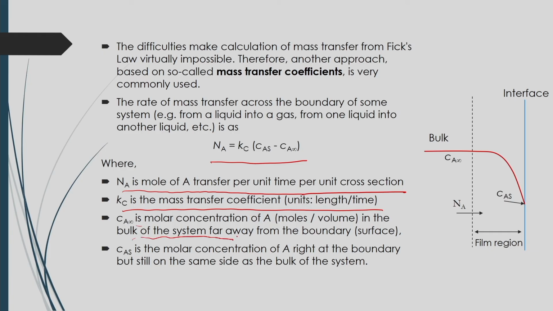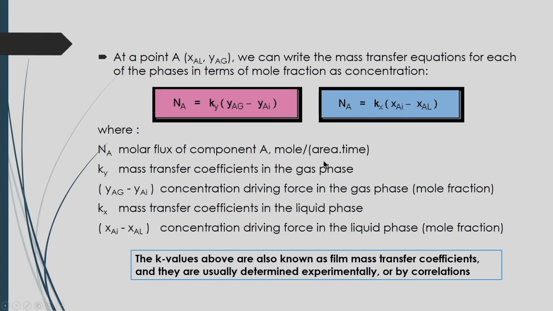and Ca infinity is the molar concentration of A, that is moles per volume, in the bulk of the system, far away from the boundary surface, as shown in the figure in the slides. Cas is the molar concentration of A right at the boundary, but still on the same side as the bulk of the system, as shown in the figure. In this way you can define how mass is transferred and how the rate of mass transfer can be expressed. By the equation given in the slides, you can calculate the mass transfer rate.